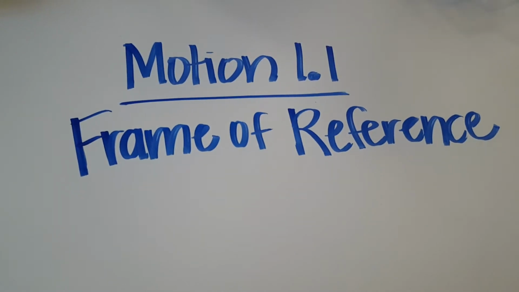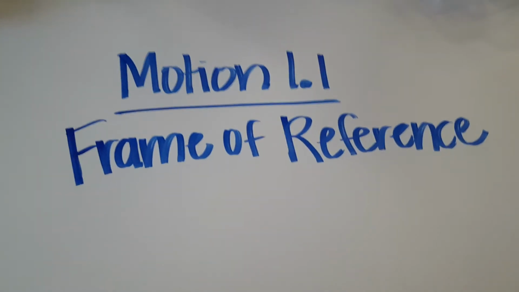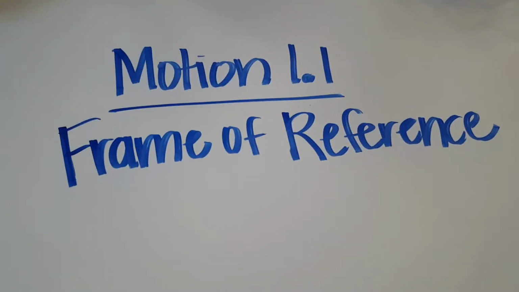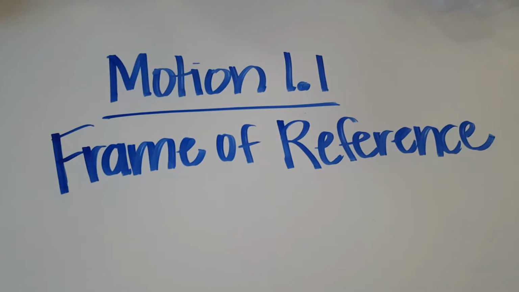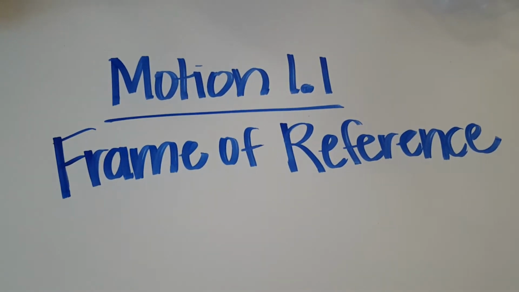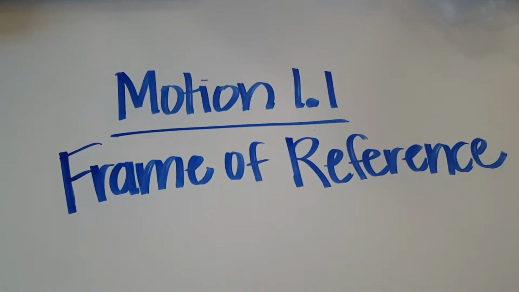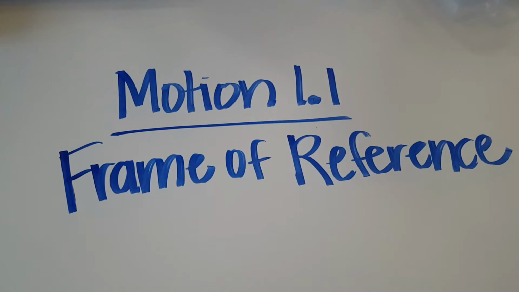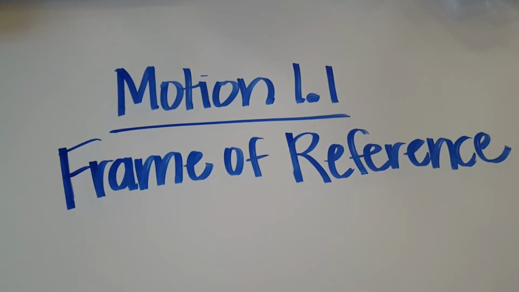Hey guys, this is Mrs. Tonkin. I'm going to be going over the first objective in the learning series, Motion 1.1, and this is all about frame of reference. The objective states that you need to explain that the motion of an object depends on the observer's frame of reference and is described in terms of distance, position, displacement, speed, velocity, acceleration, and time.